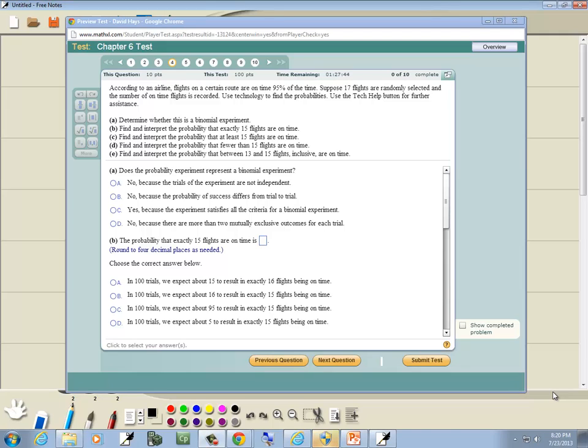I skipped down to the probability problems because I'm assuming that's where the questions probably are. If I'm wrong, then let me know, and I can create videos on some other items. But this is the fourth problem.